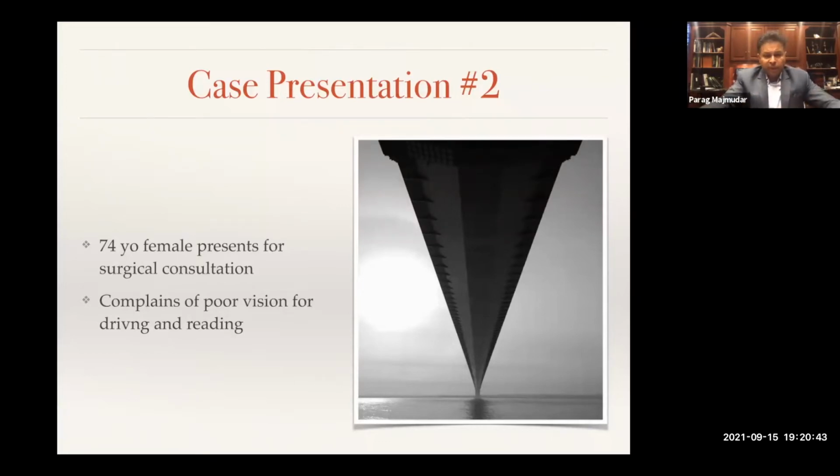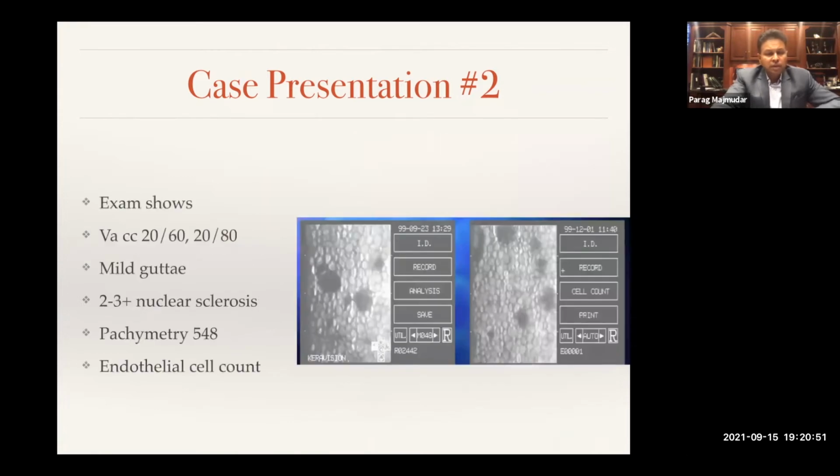This is another patient who is 74 years old, and she was the one who recently came to me 3 weeks ago, complaining of poor vision, driving, reading. You look at her exam, she has vision of 20/60 and 20/80. She has mild guttae, as you can see on the specular. But overall, the cell count isn't too bad. You can see there's not a significant amount of polymegathism here. It looks overall okay. Her central pachy is 548, but she does have significant lens changes.